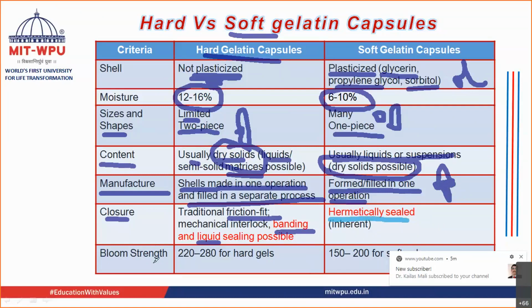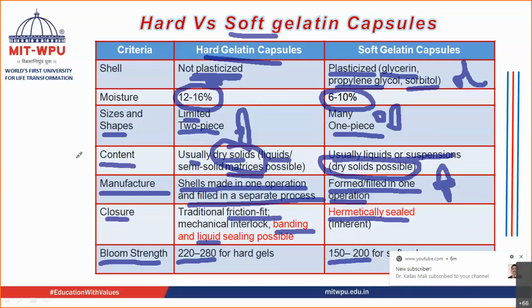The next important point which we are going to see in great detail is about the bloom strength. Bloom strength again is a very important question of your GPAT examination. They like this question very much regarding bloom strength. At least one question will come on bloom strength. So what is bloom strength? That we are going to see further. But in case of hard gelatin capsule, the bloom strength that is required is 220 to 280. If you consider the soft gelatin capsule, the bloom strength that is required is near about 150 to 200. As I told you, what is bloom strength, that we are going to see further.